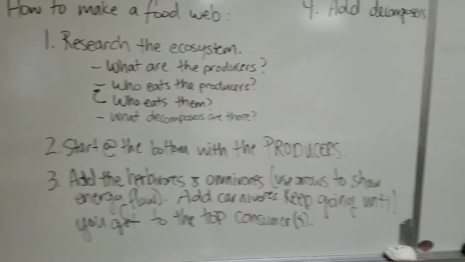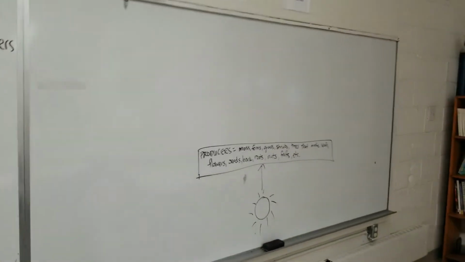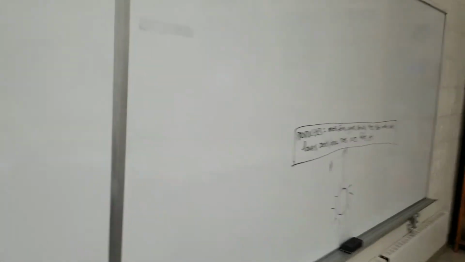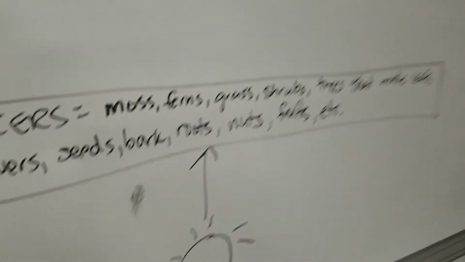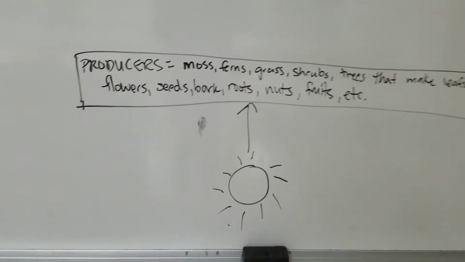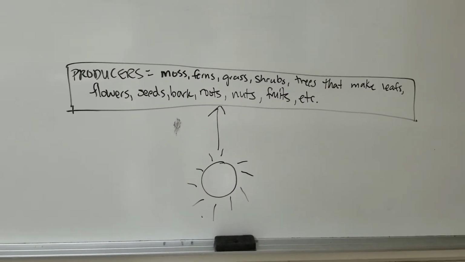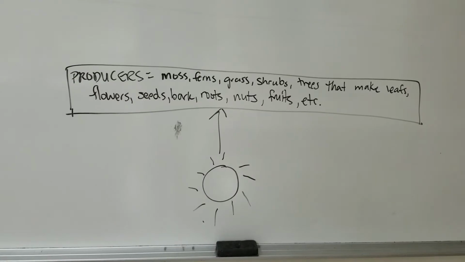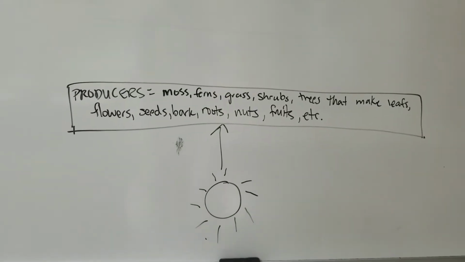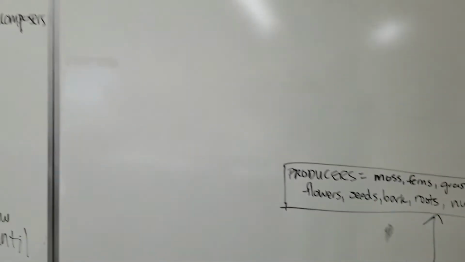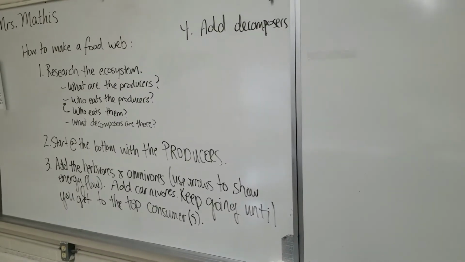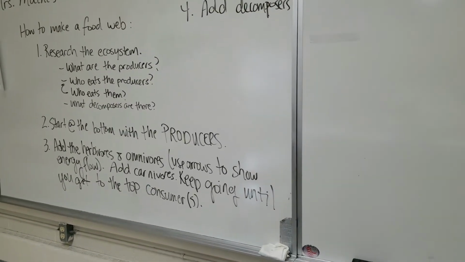Okay, so the first thing I'm going to do is start at the bottom with the producers. And I like to add a sun to show that the producers get their energy from the sun. So I've got my producers listed. I wrote down the things that they make, and I included a little sun.